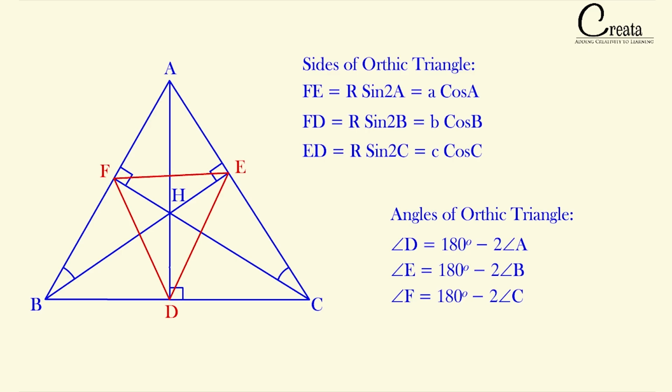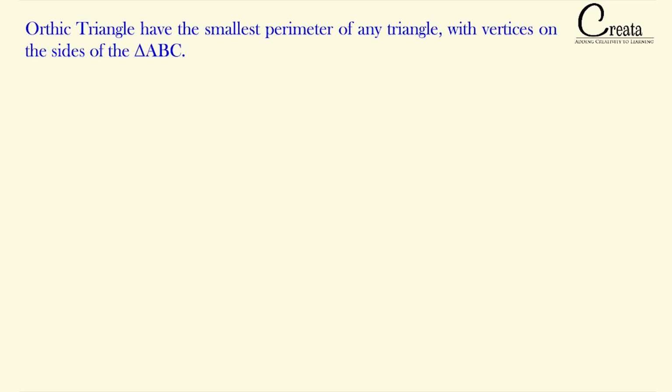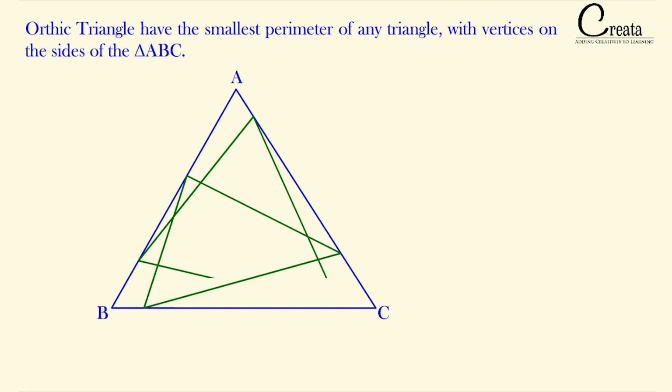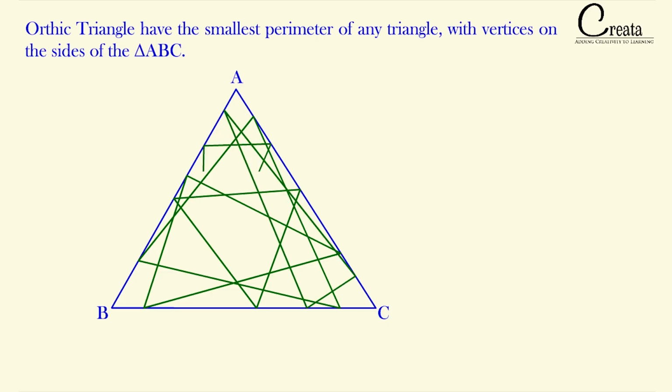Let's move to the next fundamental. The next fundamental is: the orthic triangle has the smallest perimeter of any triangle with vertices on the sides of the triangle ABC. As per this fundamental, if we take the triangle ABC, we can form many triangles inside this triangle ABC touching the three sides of the triangle. We can form an infinite number of triangles inside this triangle. All these triangles are touching the sides of the triangle ABC.